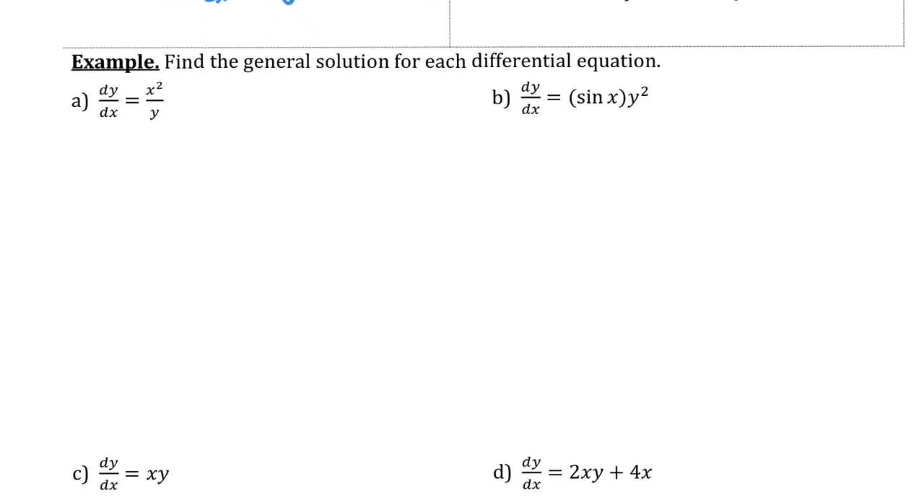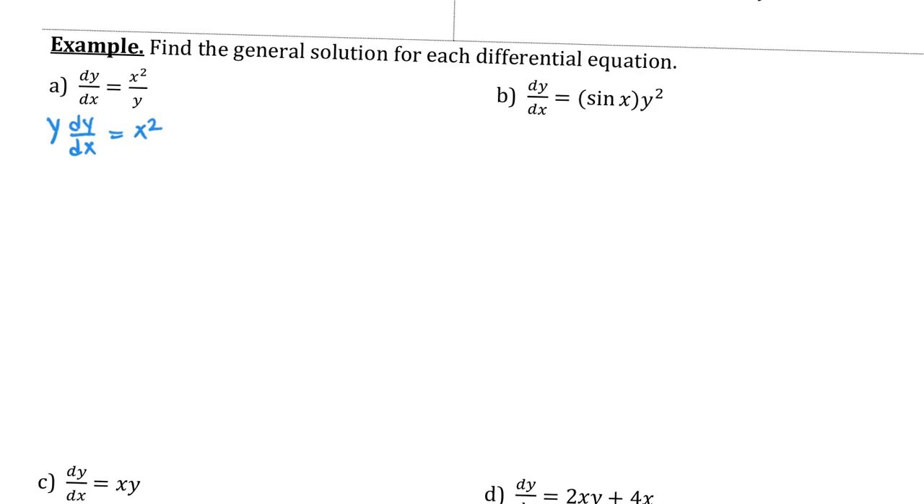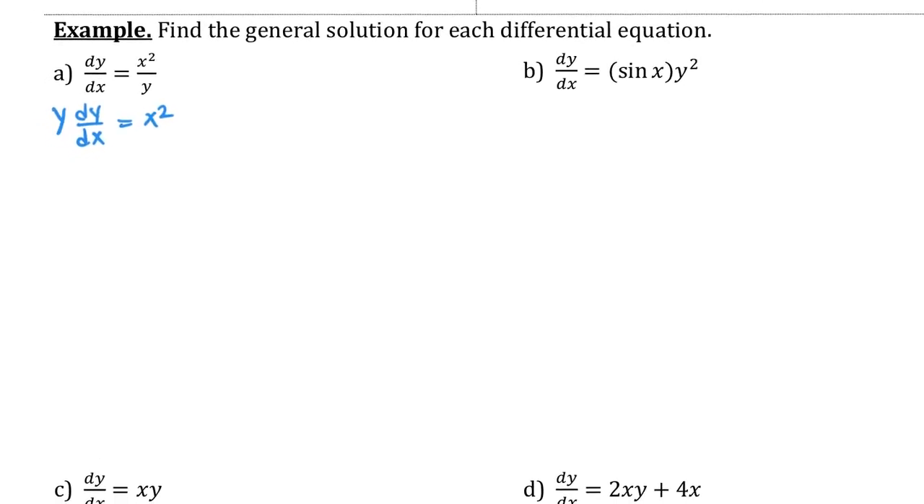I'm going to move the y's to the left and the x's to the right. Actually, I'm going to show a step in the middle. I'm going to times this y over to this side, so I get y dy/dx equals x squared. I'm going to take the integral of both sides in a second, but I want the dx to be with the x squared. Even though dy/dx is not actually a fraction, I'm going to treat it like a fraction and times the dx to the other side, so I get x squared dx. Okay, I've moved the common variables to their respective sides.